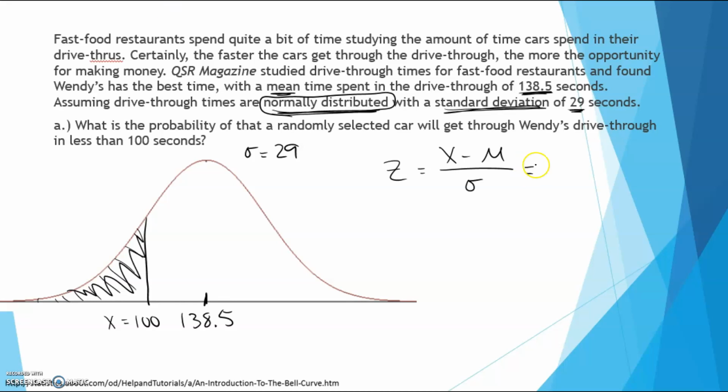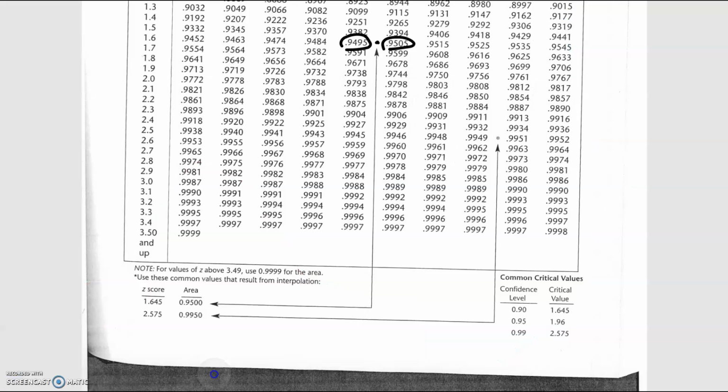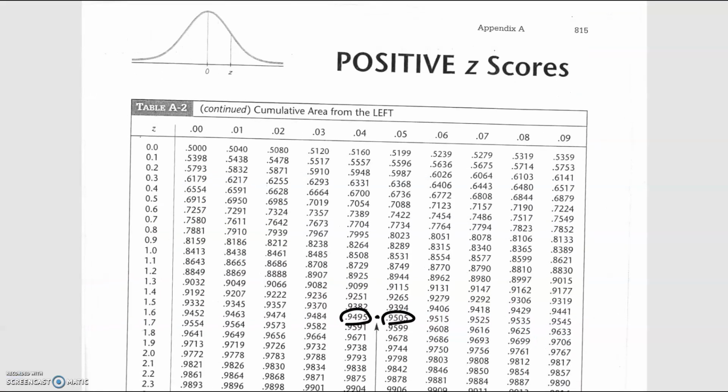So this is going to be equal to 100 minus 138.5 divided by 29, which should give me a z-score. Should give me a negative z-score because I'm below the mean. All my z-scores are negative over here. All my z-scores are positive over here. So that'll give me a z-score of negative 1.33. And remember, you're always going to go to 2 decimal places if you're finding the z-score, because that's what this table gives you, 2 decimal places for every single one of these.